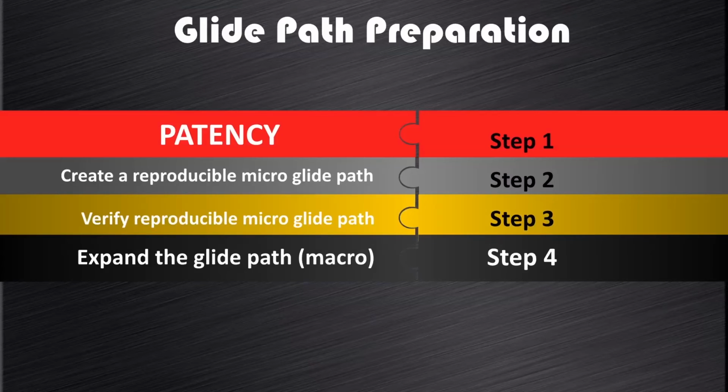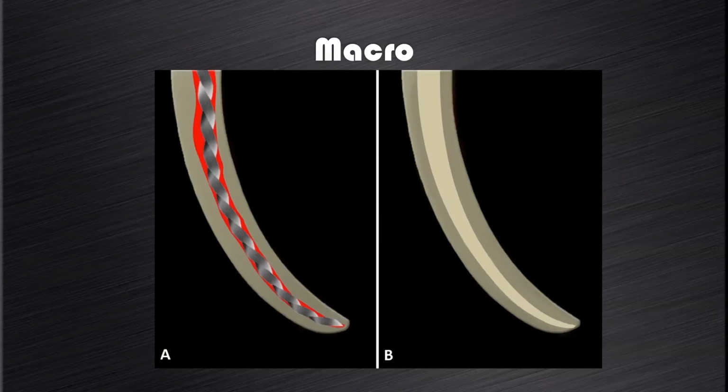Now we are getting to the last stage of glide path preparation, and that is to expand the micro glide path using rotary glide path instruments, for example PathFiles or a single ProGlider instrument. This will create an even smoother and more regular glide path, making the root canal ready to accept any root canal preparation instrument with safety and respect for the root canal anatomy.